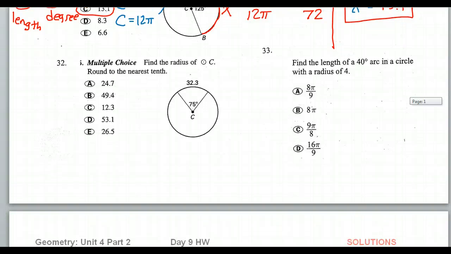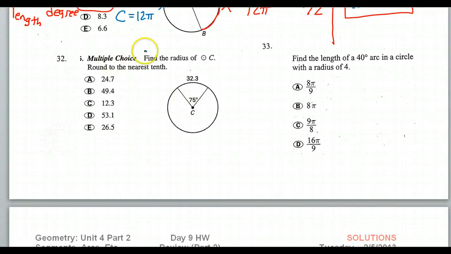Alrighty then. Let's try number 32. Find the radius of this circle, round to the nearest tenth. Now, they gave us the arc length this time. Last time we were looking for the arc length. This time they gave it to us. So this is not degrees or anything. This is the arc length. If it were degrees, it would be 75. As soon as you see arc length, get ready to do part over whole equals part over whole, just like we did before.